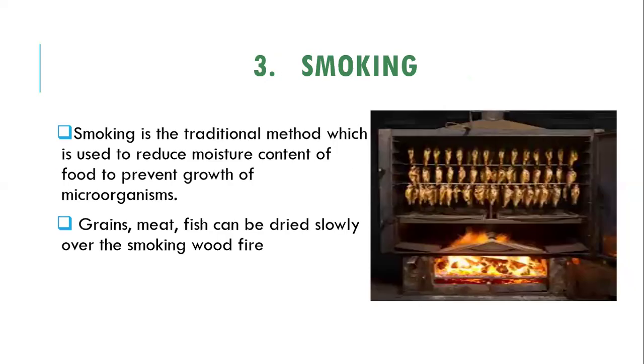The third one is smoking. Smoking is the traditional method which is used to remove the moisture content of food to prevent the growth of microorganisms. As you can see here, smoke is used in this traditional method to reduce the moisture content of the food, just to prevent the growth of microorganisms that can lead to the decaying of the food. Grains, meat, and fish can be dried slowly over a smoking wood fire. As you can see here, these fish are preserved by the smoking process, as the smoke is released from the wood fire.